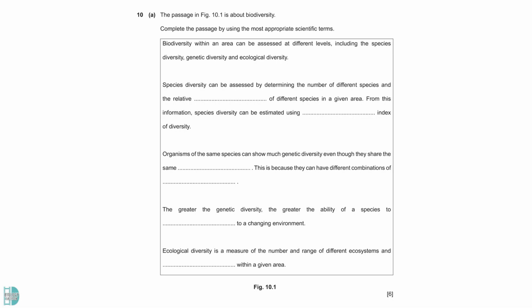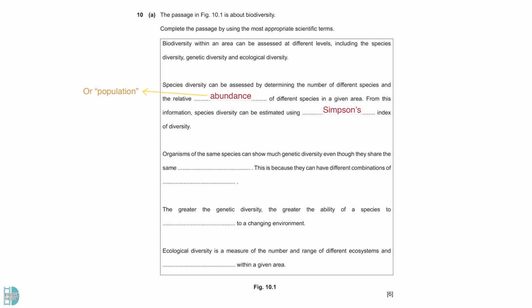Question 10 is about biodiversity. Species diversity can be assessed by determining the number of different species and the relative abundance of each species. You can also use the term population. The calculation we will then use is called Simpson's Index of Diversity.